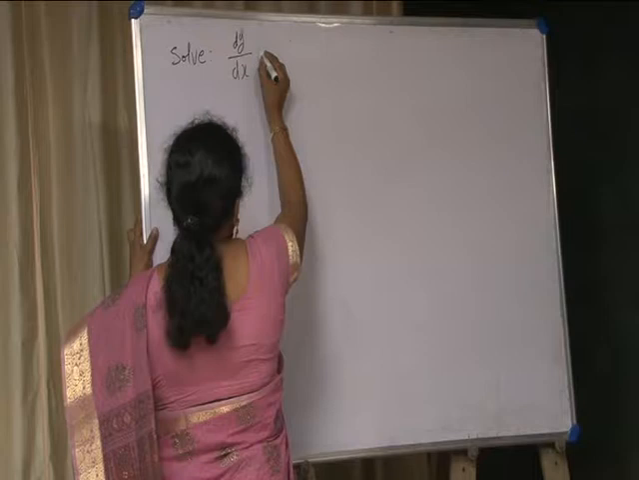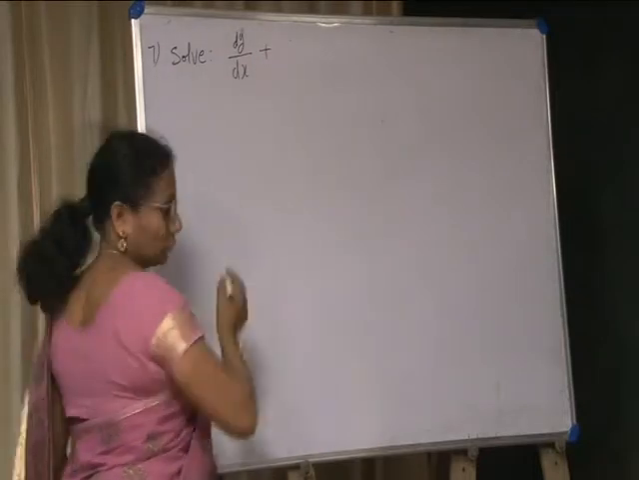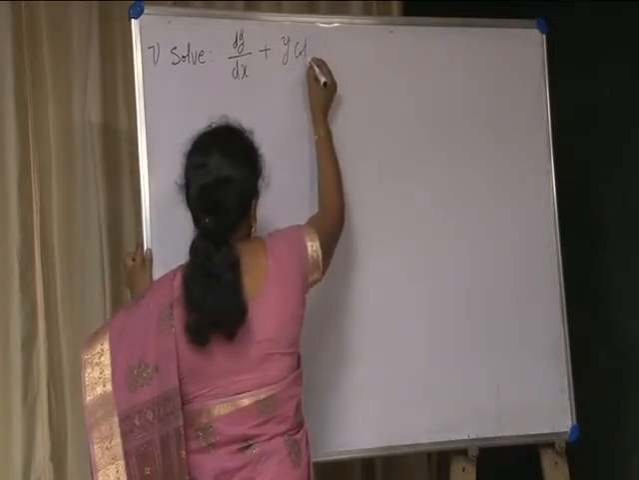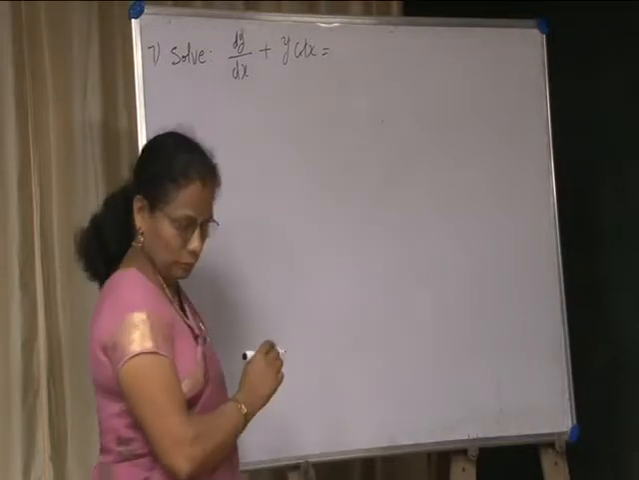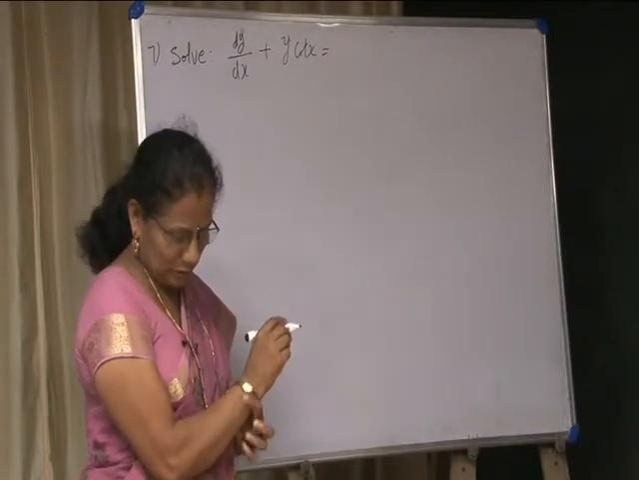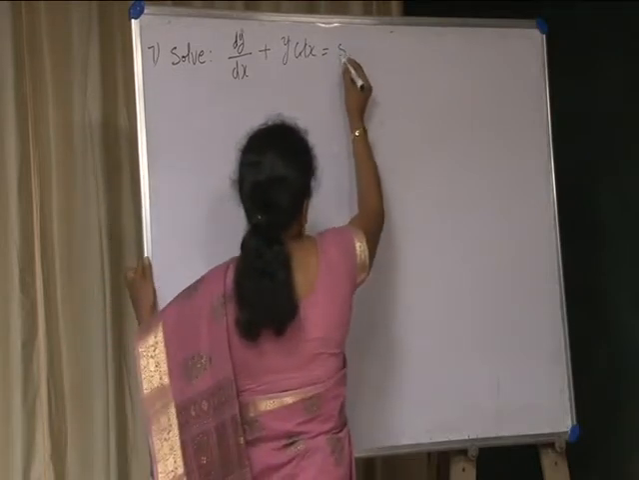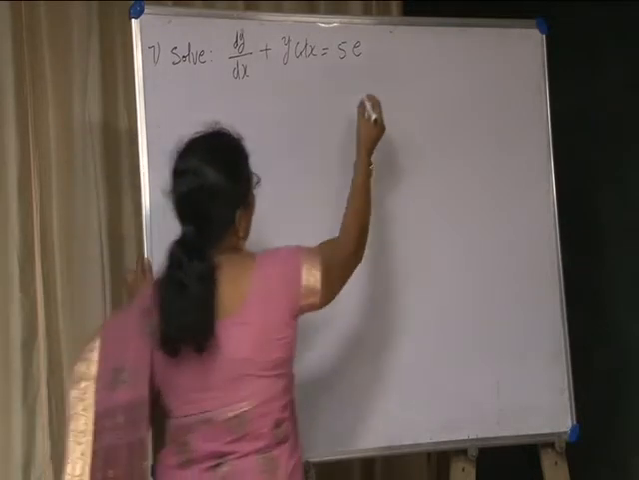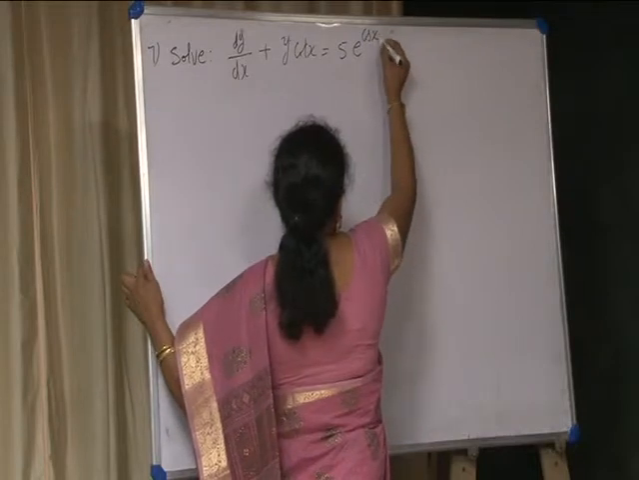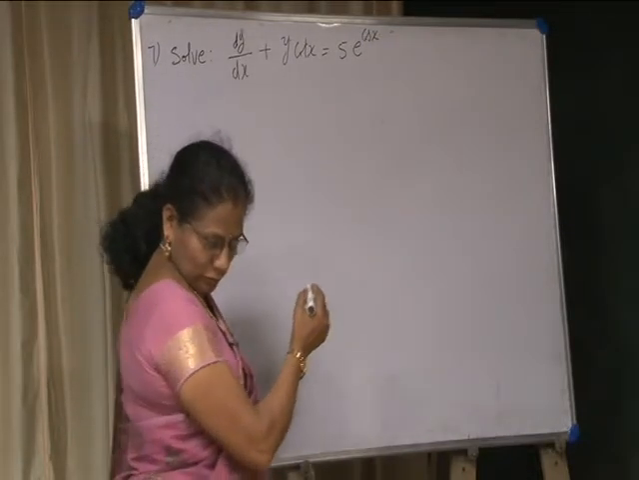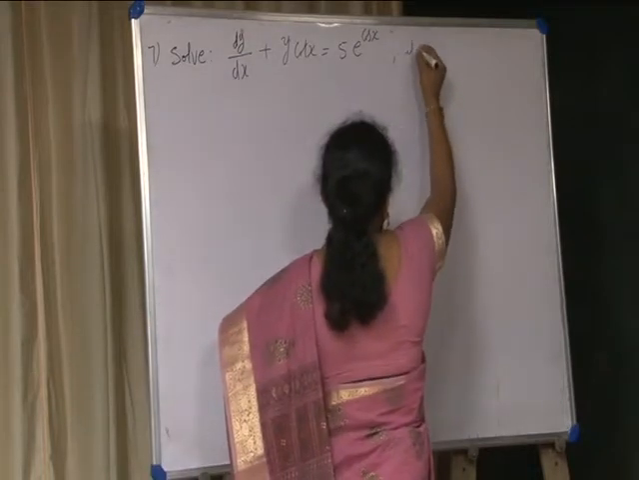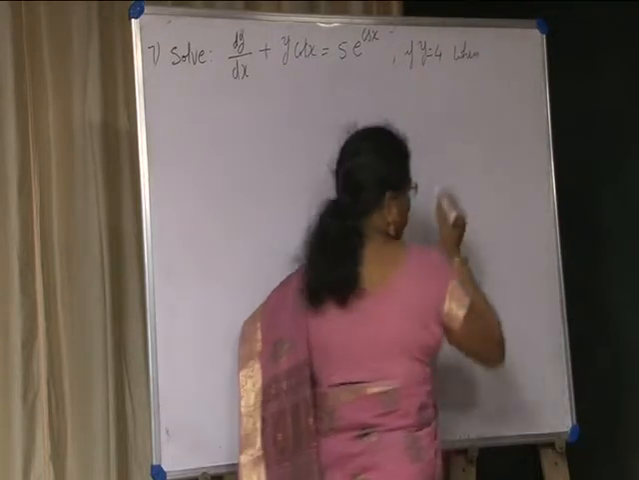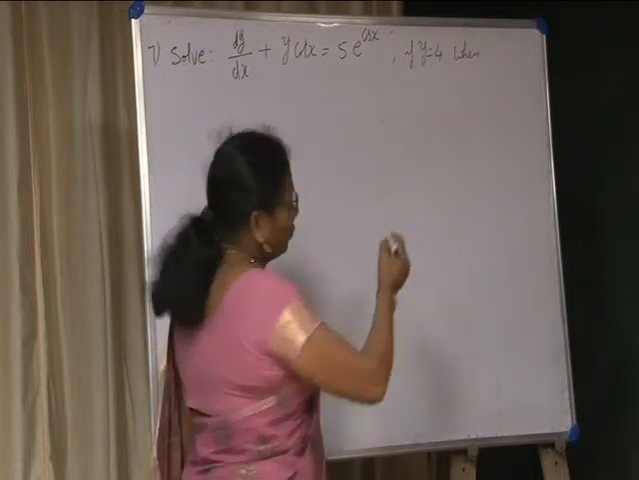Solve dy by dx plus y into cot x is equal to 5 into e to the power of cos x, y is equal to 4 when x is equal to pi by 2.